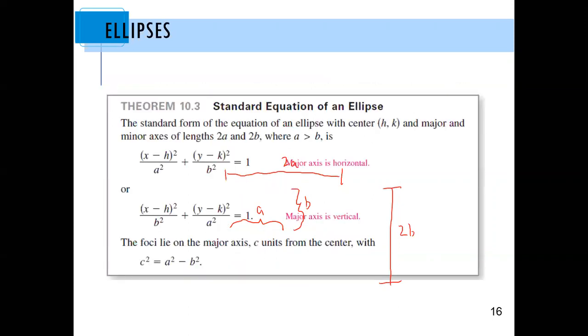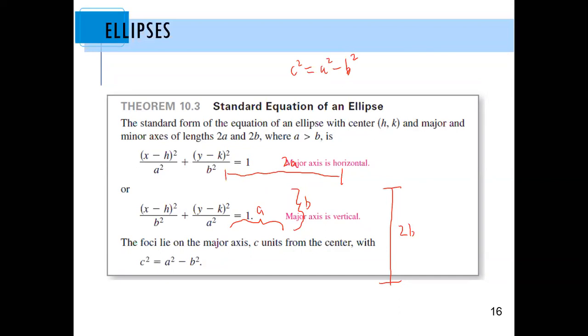Namely, the foci lie on the major axis, C units from the center. And the claim is that C squared is equal to A squared minus B squared. Okay, and we'll try to sort that out on the previous picture here.